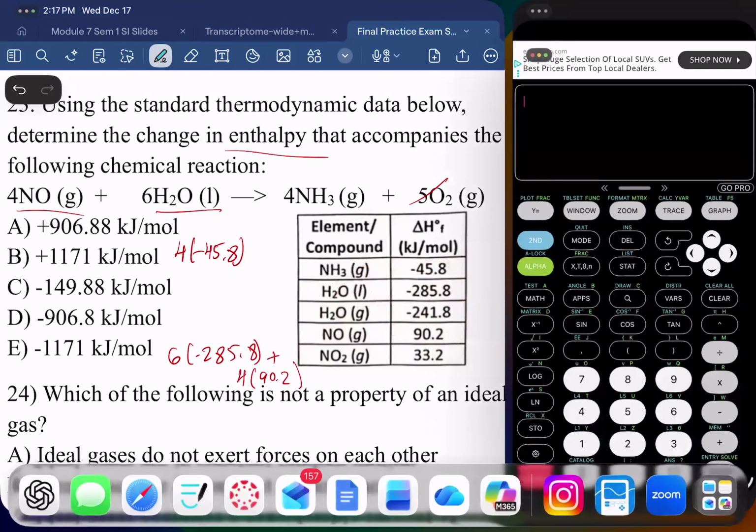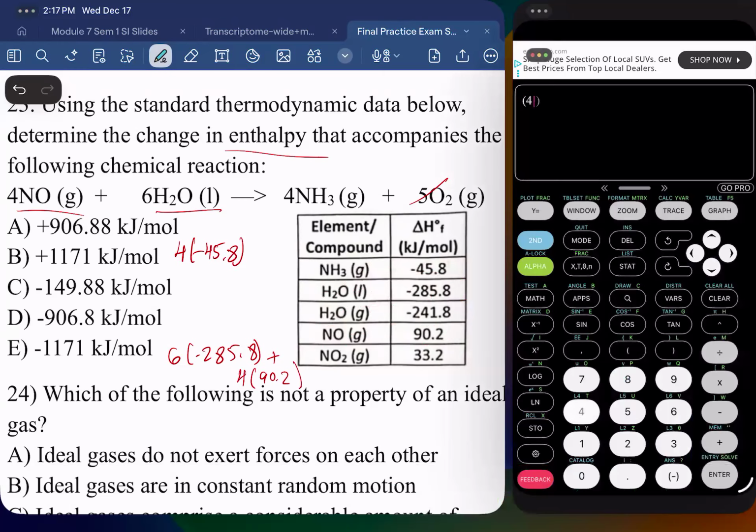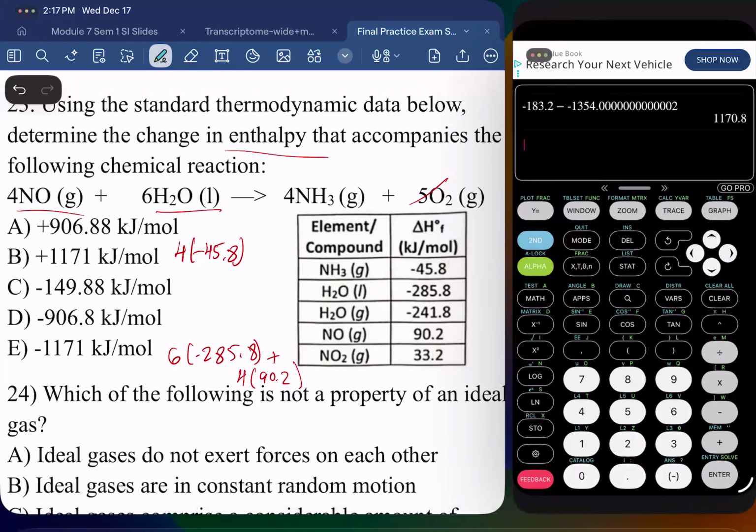So let's do that. We see that's 4 times negative 45.8, okay? And we got that value. We got 6 times negative 285.8 plus 4 times 90.2. And we got this value. And we do this minus this because it's products minus reactants. And so I got positive 1,070. And so we see that that's choice B. Okay.